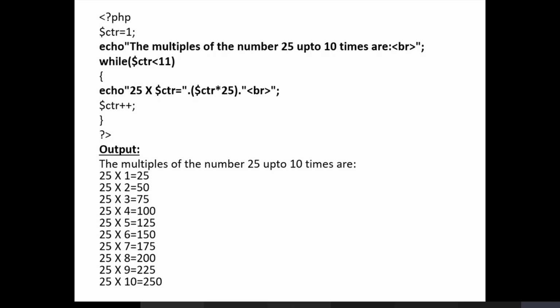In the next statement, we write CTR plus plus, which will keep on incrementing the value of CTR by 1. We have gone through the increment and decrement operators. So CTR plus plus is an increment operator, meaning CTR equals CTR plus 1. It will keep on incrementing the value of CTR each and every time this block gets executed. If we execute this complete program, we get the multiplication table of 25 up to 10 times. So 25 multiplied by 10 gives 250.